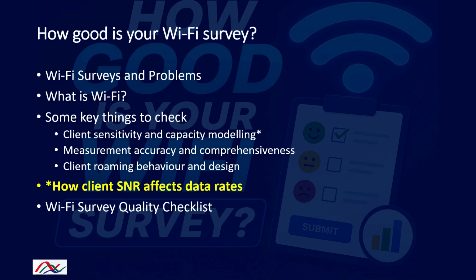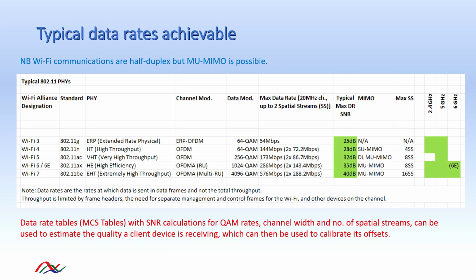So let's have a look at how data is encoded over Wi-Fi and understand the implications of SNR for each of them. So this is an example table showing for different types of Wi-Fi the different data rates that can be achieved and the SNR required to achieve them.